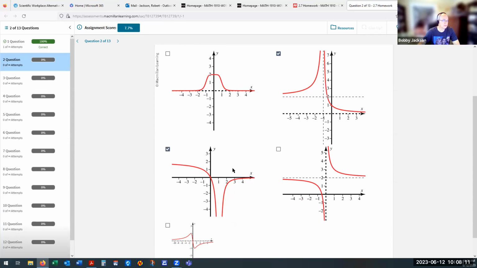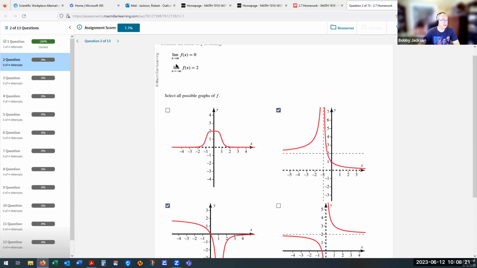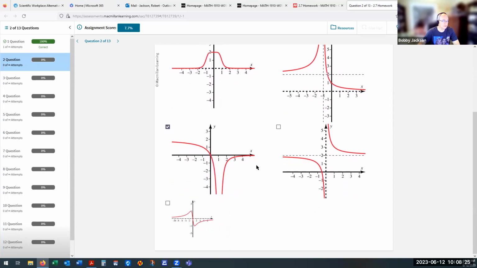Here, as x goes to infinity, it looks like we're getting closer and closer to this dashed line, which is again a height of 2. So that would not be this limit. This limit would not be 0, but would be 2. So we're not going to select that one.